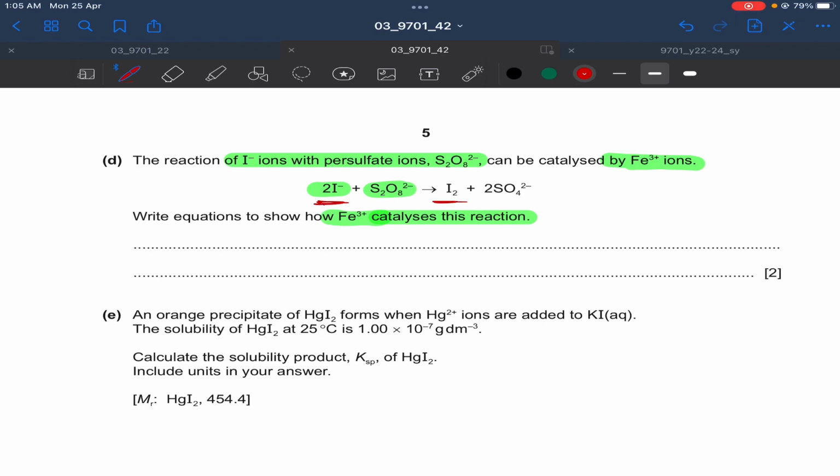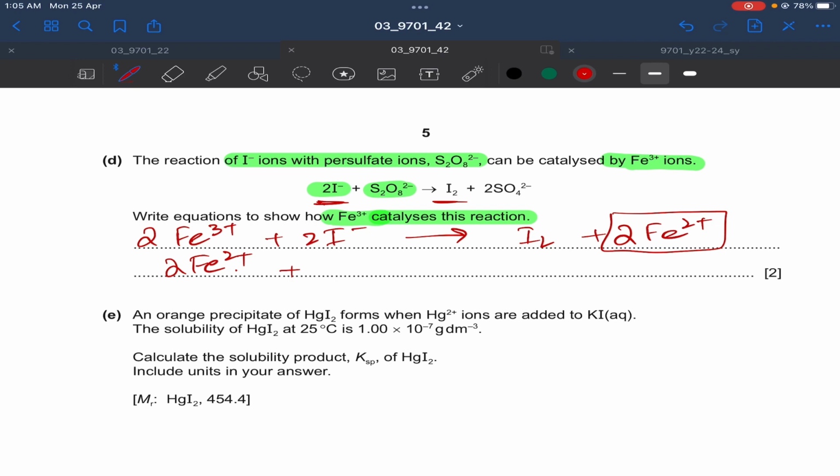So the reaction would be: Fe3 plus will react with 2 moles of iodide ions to give iodine plus Fe2 plus, and to balance the reaction we have to put 2 with the Fe3 plus and Fe2 plus, right? So this is the first part of the equation. Now because it is acting as a catalyst, that means we have to get it back, right? So now this Fe2 plus will act as a reducing agent with the persulfate ion.